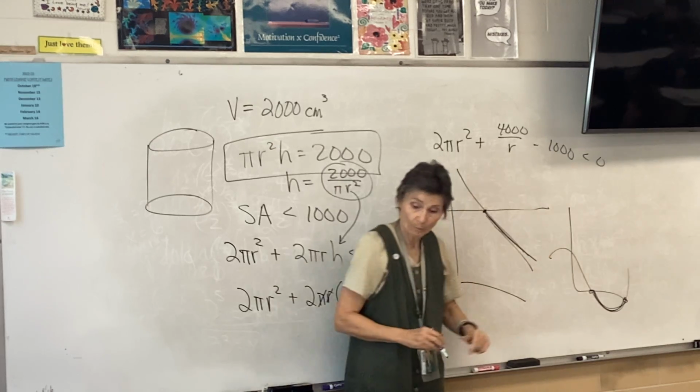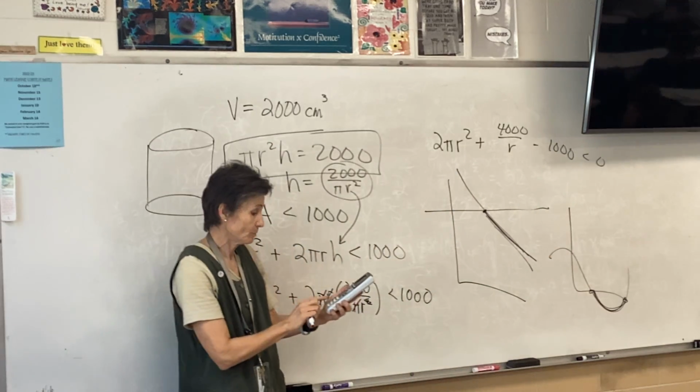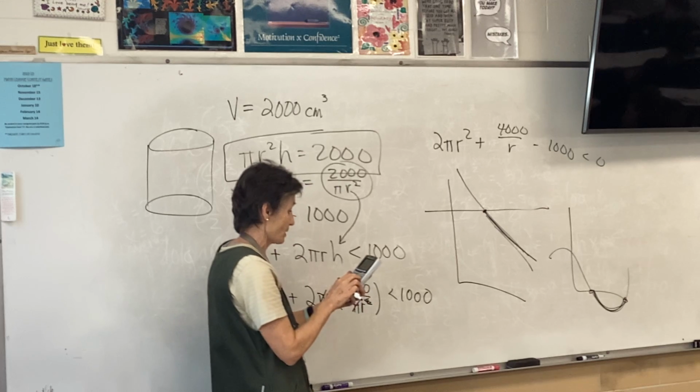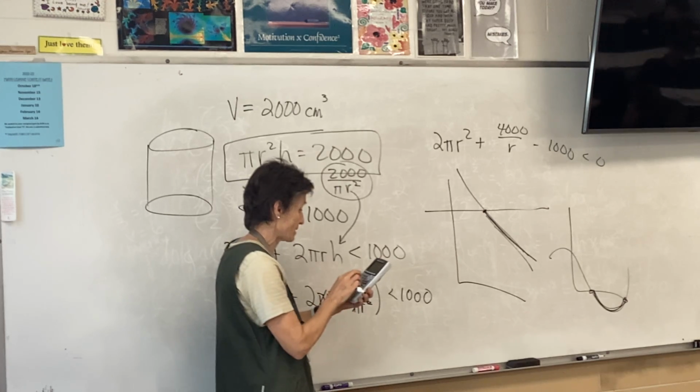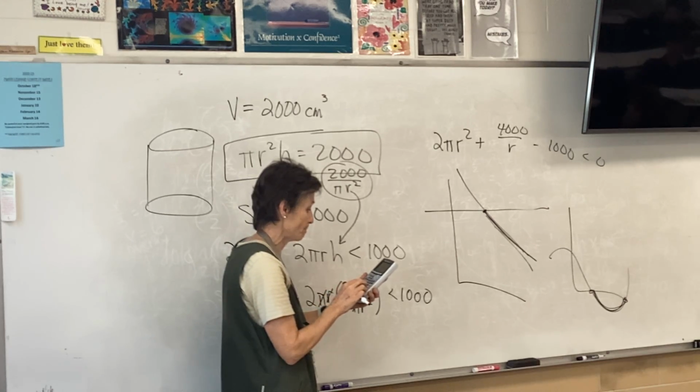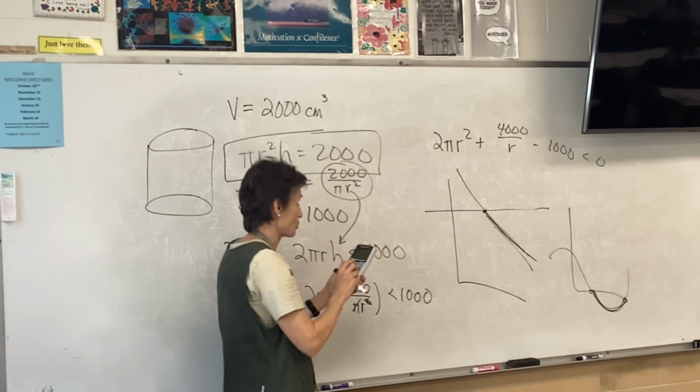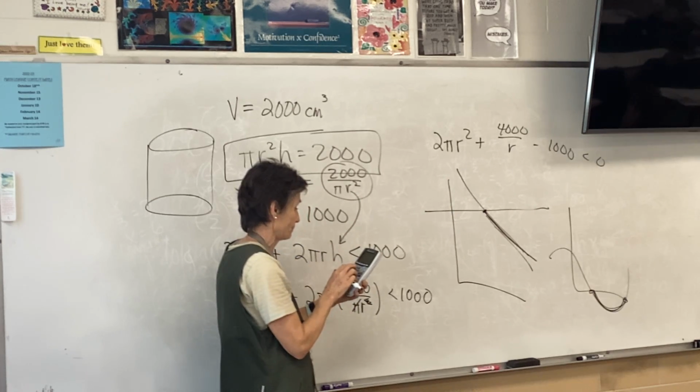All right, so do it one way or the other. I'll do it too. We're going to come up with an answer. Do it however you like to do it. Please use your pi button. You know where your pi button is. It's over under your clear button.